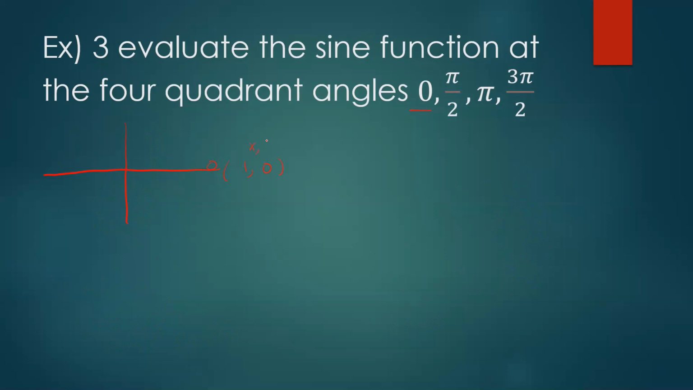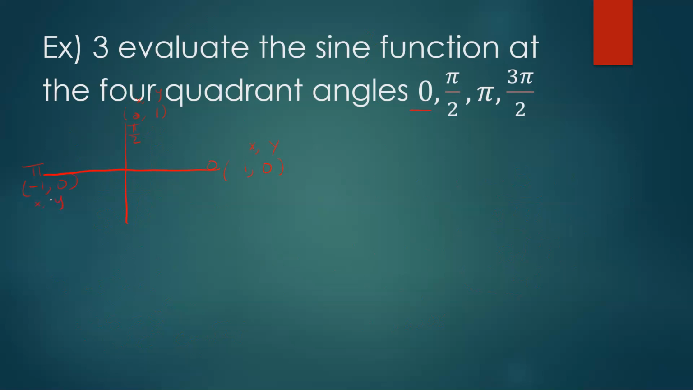This is your x and this is your y. Then let's do pi over 2. Pi over 2 on your unit circle is about 90 degrees, and that has a coordinate of (0, 1). This is your x, this is your y. And then pi is right here, all the way to quadrant 2. This has a coordinate of (-1, 0).